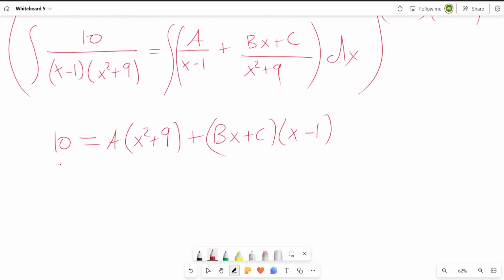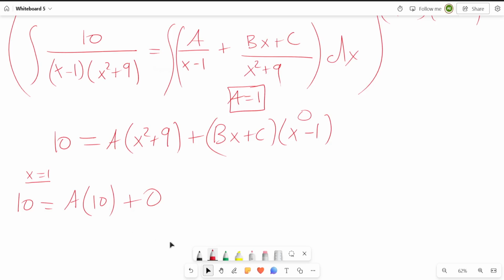Now I will do my substitutions to get my values. First of all, I can straight away tell that if x is 1, then this whole term is going to become 0. So on the left side, 10, let's say x is equal to 1. 10 equals A times 1 squared, which is 1, plus 9 is 10, plus I said this whole term is going to become 0. So 10 equals 10A, so that gives me an A value of 1.